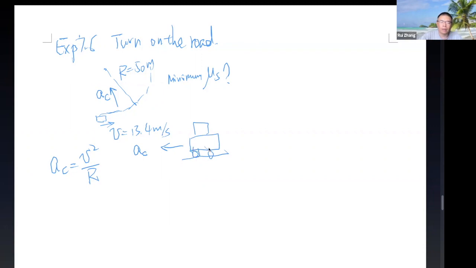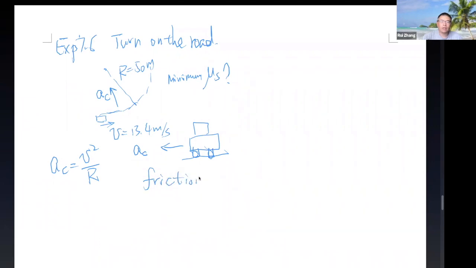We have the normal force and gravity going along this direction, but they won't help. We might have some friction going in the opposite direction, or along the direction of the car's motion, but that doesn't help either, because we need a force to the side that provides a centripetal acceleration. So what kind of force is that? There's only one force we can have: because there's a surface, it has to be friction, okay?